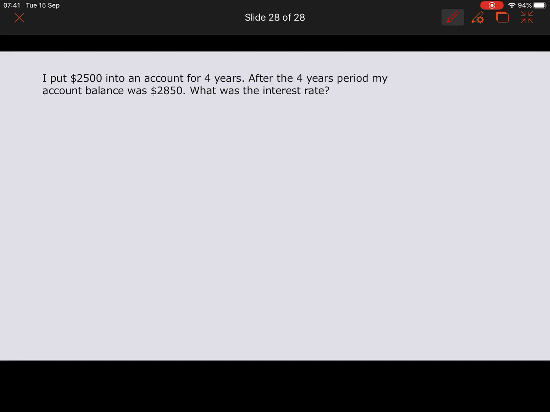Okay, this question is very similar to the last one, but with a slight difference. It says, I put $2,500 into an account for 4 years. After the 4-year period, my account balance was $2,850. What was the interest rate? So we still got to use this same formula, but we don't quite know what the interest is, okay? What I know is I had $2,850 at the moment, and I had $2,500 at the start. So I must have earned $350 in interest, okay?